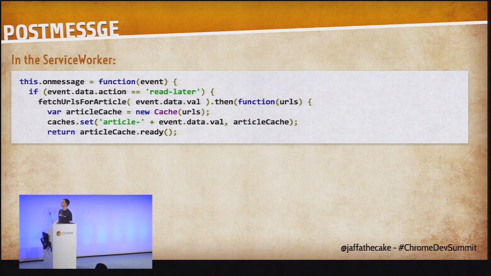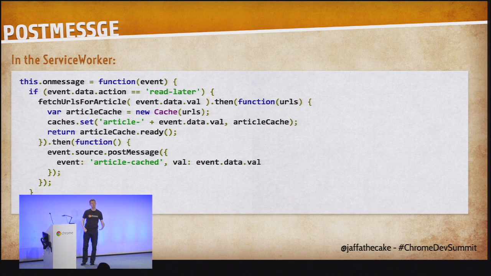And when I've got those, I'm going to add them all. I'm going to create a new cache for them. And I'm going to return when that's ready. And then I'm going to post message back to the page to say, yes, that thing is now available offline. And this is how you would do something like a read later button. It gives you full independent control of caching and routing.